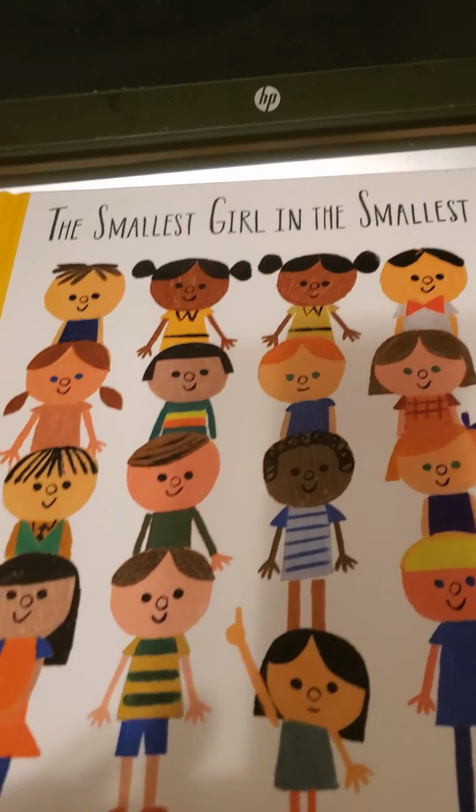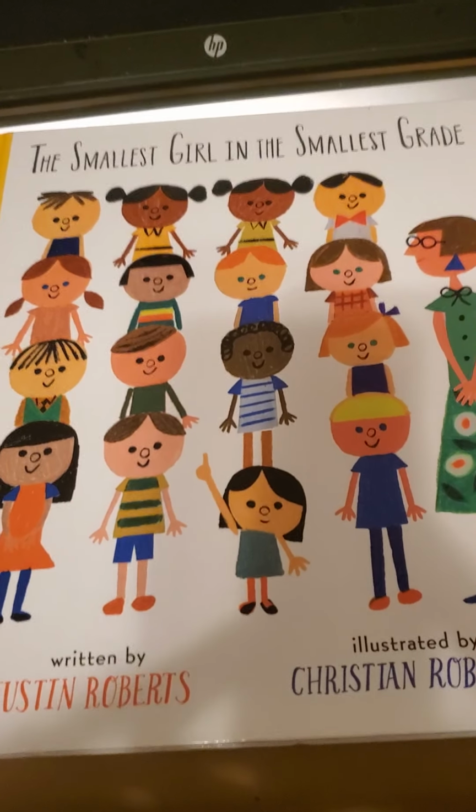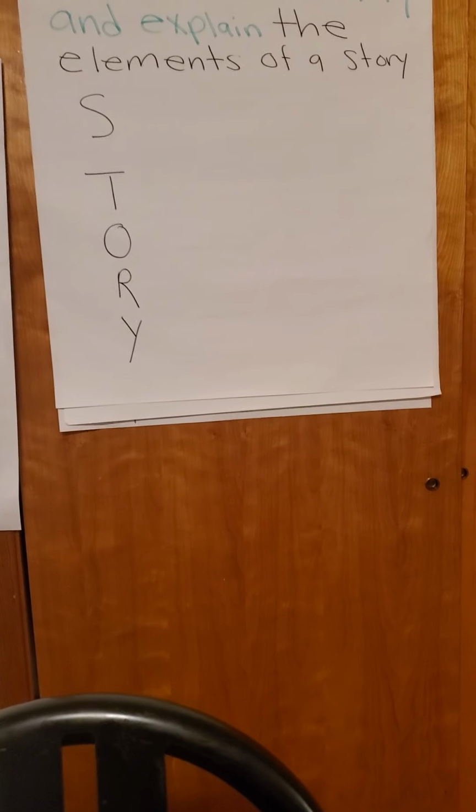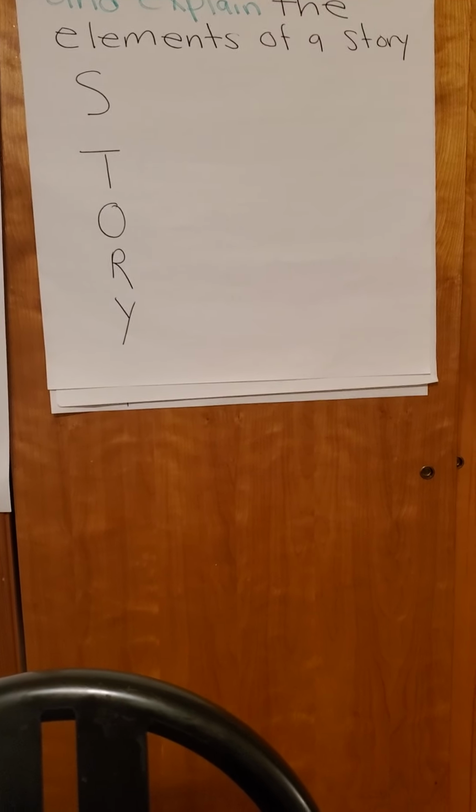The smallest girl in the smallest grade. So, boys and girls, I'd like you to fill in your storyboard with the setting, the talking characters. O for what? The oops in the story. R, was there attempts for her to solve the problem, more than one? And then yes, the problem is fixed.